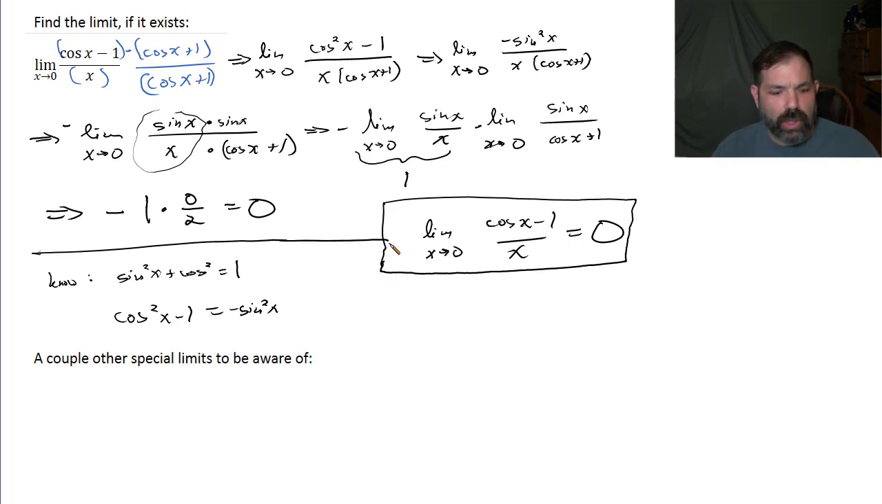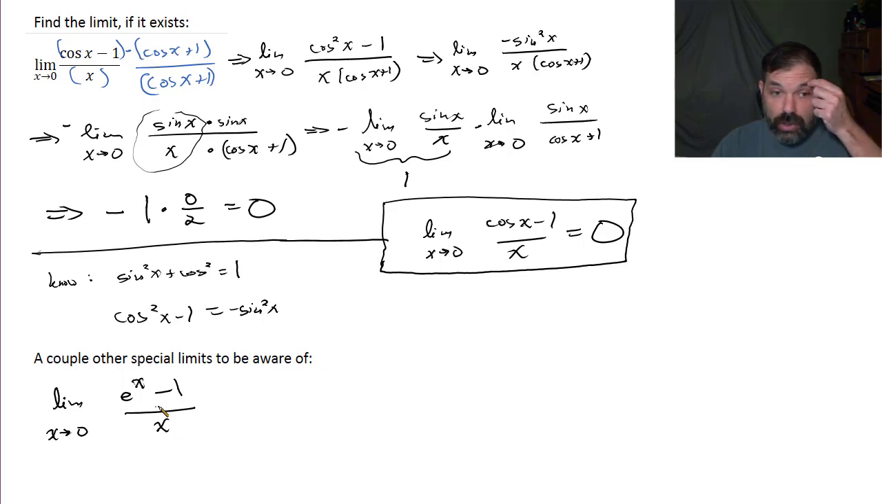A couple other special limits we need to be aware of, and I can't prove these yet. One of them I'll never actually prove in this course. The other one we'll be able to prove in a much later topic. But a couple limits we want to be aware of. The limit as x approaches 0 of e to the x minus 1 over x.